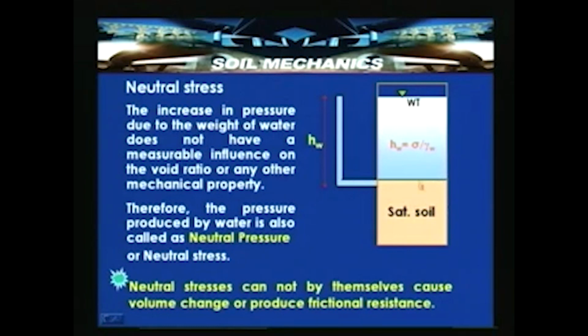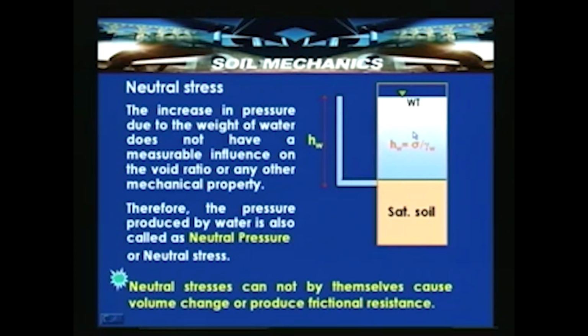So, neutral stress cannot by themselves cause volume change or produce frictional resistance. Neutral stress, that is water pressure acting on the voids of the soil, cannot by itself produce any volume change. When there is no volume change, there is no change in the properties of the soil mass. Keeping this point in view, generally this pore water pressure is also called neutral stress. So, here in this slide, the same saturated soil mass is subjected to a stress intensity equivalent to sigma by gamma W, where sigma is the stress intensity which we have given in the previous slide to the dry soil mass.